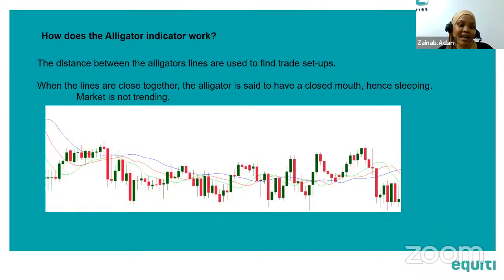So how does the alligator indicator work? The distance between the alligator lines is used to find trade setups. When the lines are close together, the alligator is said to have a closed mouth, hence sleeping, and the market is not trending.